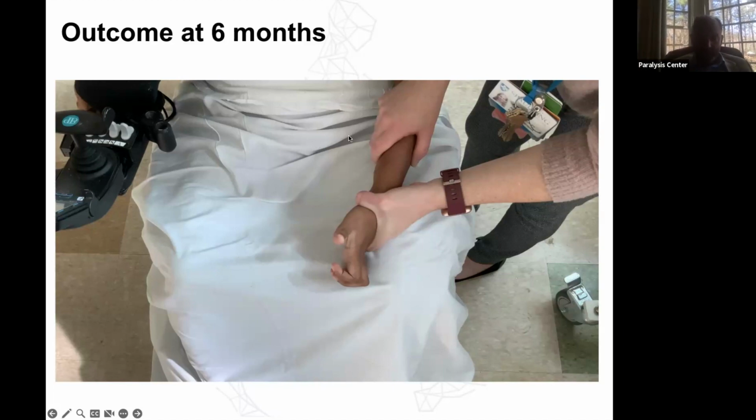The next question is, does it help with tone? And yes, it does. So every muscle that we address with the nerve transfer, it no longer has spasticity. The spasticity in that particular muscle is gone. We can also specifically address other muscles.